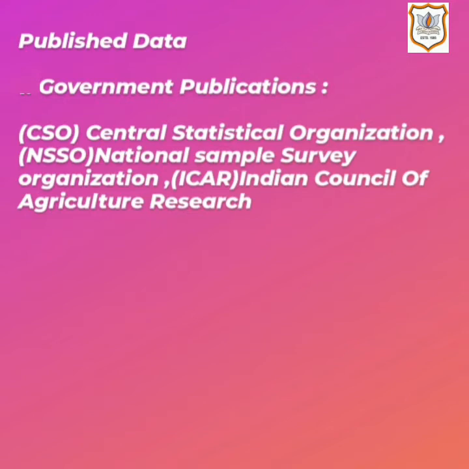First is government publications. So, there are a number of central and state government organizations which collect statistical data and publish it in the interest of the public, like CSO, Central Statistical Organization, then NSSO, National Sample Survey Organization, and then ICAR, Indian Council of Agriculture Research. So, from the published data of such government bodies, the information about wholesale price index number, import export, agriculture statistics, results of population census can be obtained.